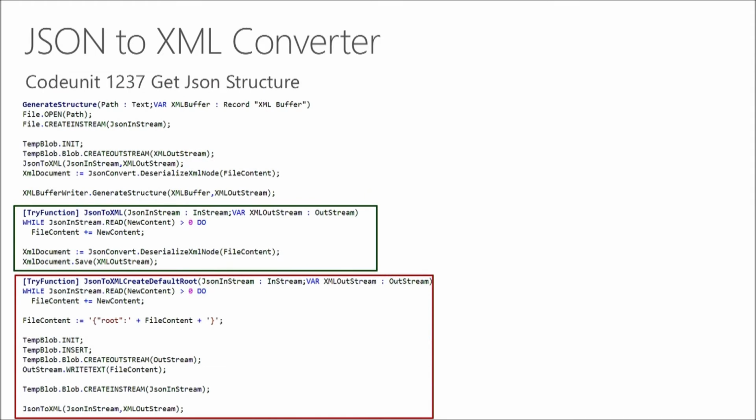For the JSON to XML converter, if you would like to use this functionality, it is in this code unit, and you can use two functions, JSON to XML and JSON to XML create default root. The second function is not in the code that we have shipped. We have discovered it recently. And the problem is because XML needs to have a root node, and JSON doesn't. Thus, if you call the first function on the JSON that doesn't have a root node, it is going to fail. And the fix, as you can see, is very simple. You need to add the root node, just name it root, and then it is going to work.